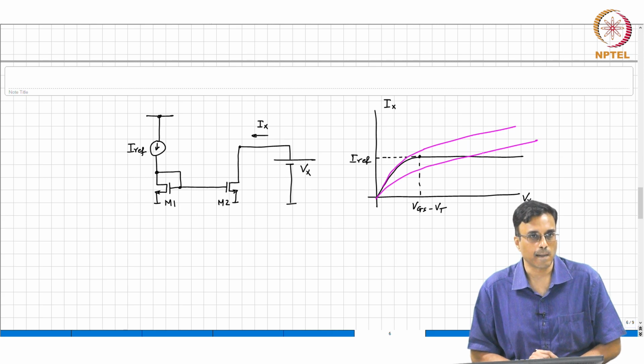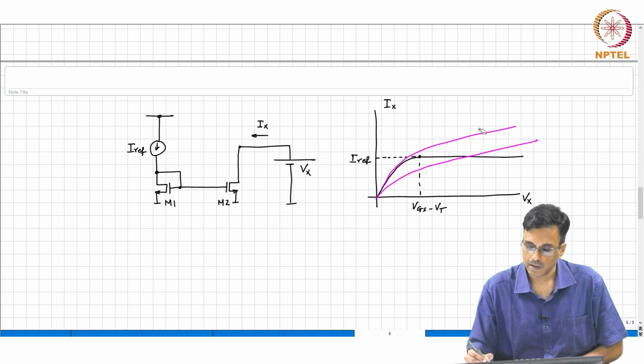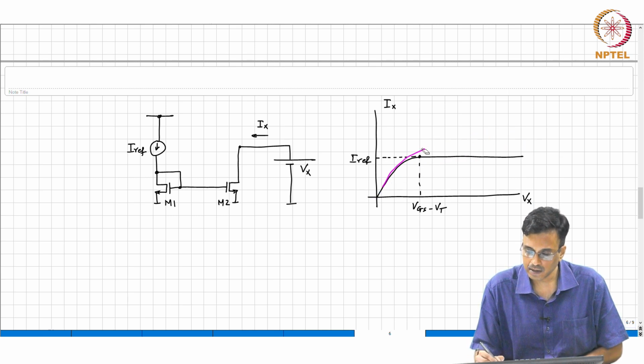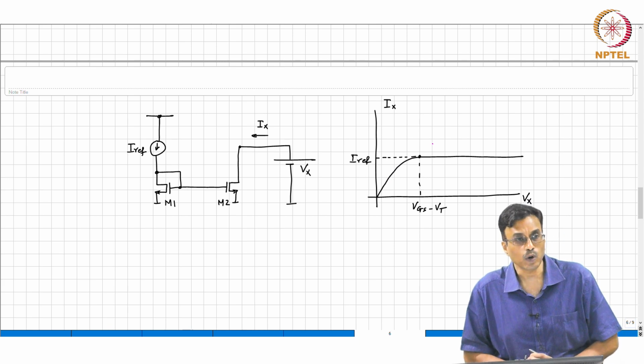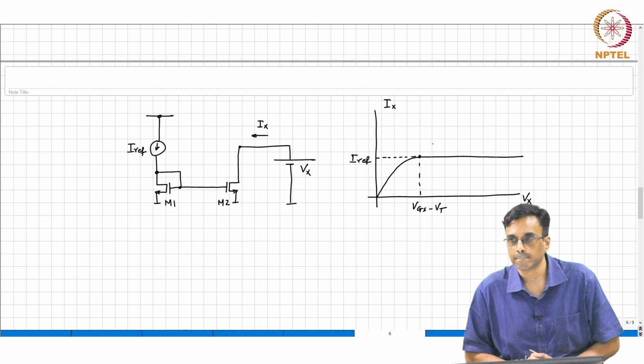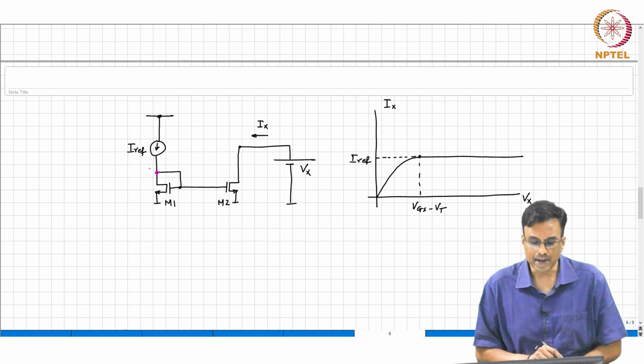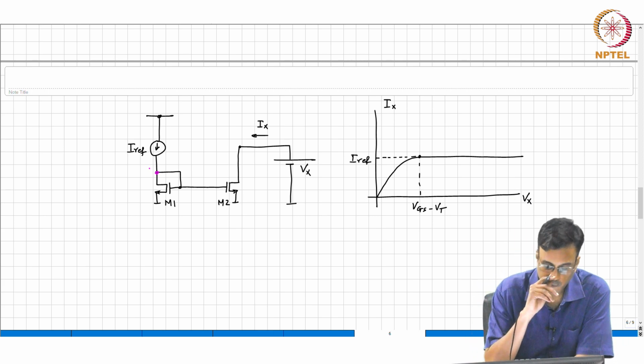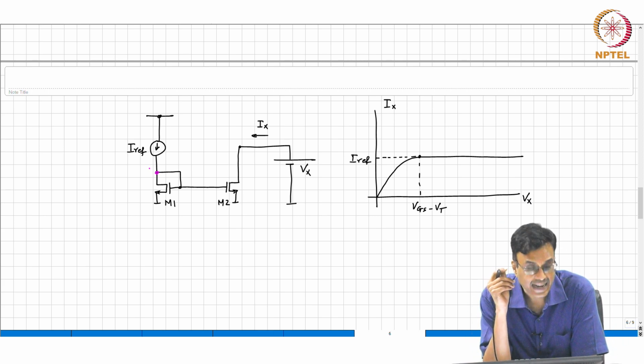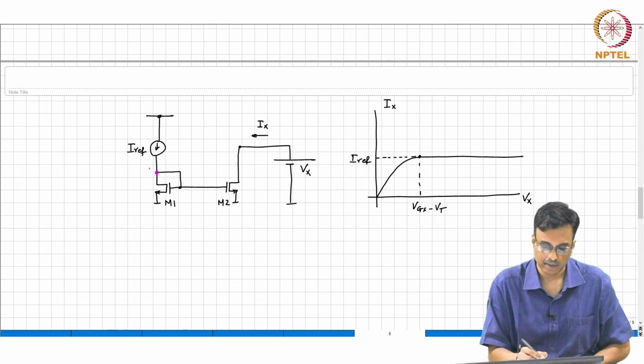What are we talking about? The question I am asking you is, first let us figure out at what point Ix will be equal to Iref. Okay. So, the claim is that Ix will be exactly equal to Iref when Vx is exactly equal to Vgs, correct?